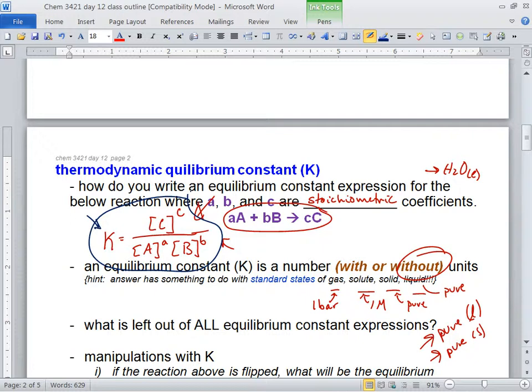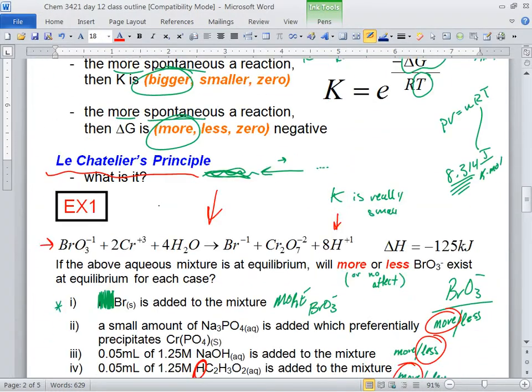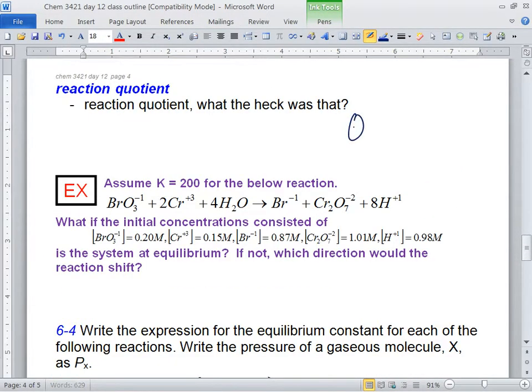Now, what if it's not at equilibrium? If it's not at equilibrium, will you get K? No, you won't get K. So if it's not at equilibrium, you're not supposed to write K. You're supposed to write big Q, and we called it the reaction quotient. Again, it's the same: it's products over reactants. It's an equilibrium constant expression. It's just that you're not at equilibrium, so you can't write K. You've got to write big Q.